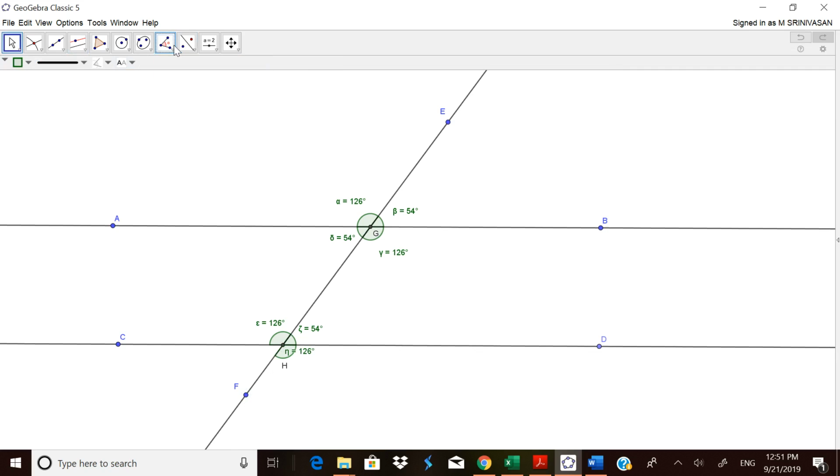So again, go for these angles now. One more angle is left out now, that is C, H and F. If I touch, I'm getting these angles. Okay, now let us first go for these corresponding angles which are equal.